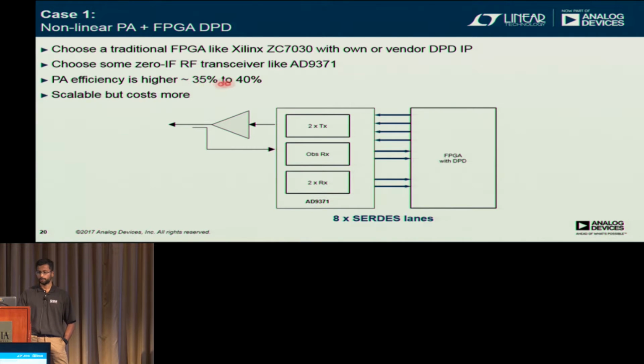This improves your PA efficiency from, let's say, 10% to 35%. It's a huge increase, right? Which is what this is all about. This is all about efficiency. This is all about a numbers game. And this is definitely scalable, but it does cost more because you have to pay more for IP. You get a more power hungry, faster FPGA, and you end up spending a lot more than you would with the backed off PA if you don't do it right.